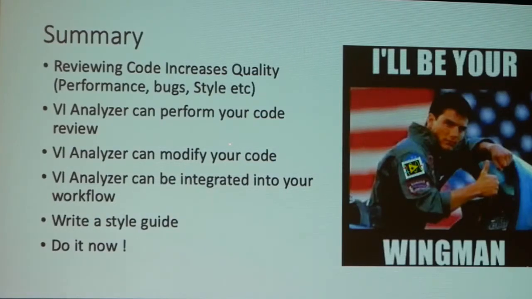VI Analyzer can modify your code, it can fix things, it can save you time if there's something that you're happy with VI Analyzer fixing. But it's got an API, so it can be integrated better into your workflow. So instead of having to go to the tools menu, I wrote the little project provider to be able to do it on a right click. Honestly, it wasn't a huge amount of work to do that, and it's a lot easier now being able to just right click. Please write a style guide now.